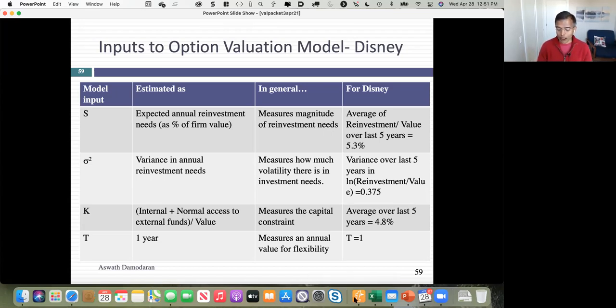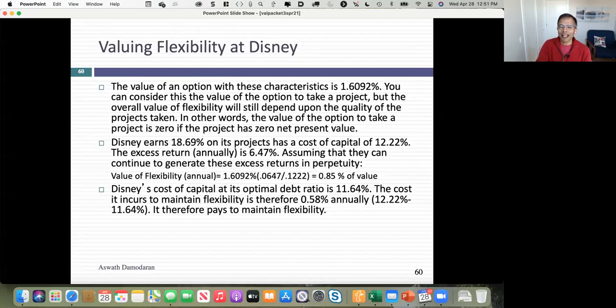And as I said, I'm going to value this for a 1 year option. Let me tell you what the end game here is. If I value this option and come up with a value greater than 0.58%, the value of flexibility is greater than what they give up by being underlevered, and they should stay underlevered. If the value of flexibility is less than 0.58%, then I don't care how much you value flexibility, you should go to your optimal debt ratio. So to value flexibility, I put in those inputs into an option pricing model, and what it gave me was about 1.61%, 1.6092%. That's just plugging numbers in.